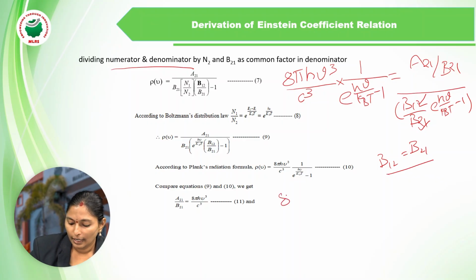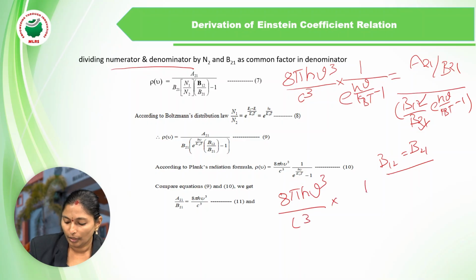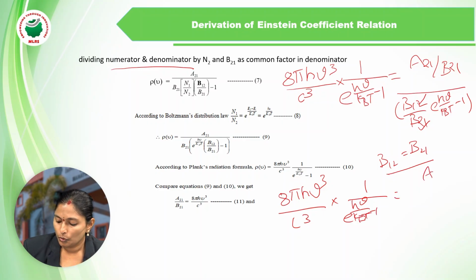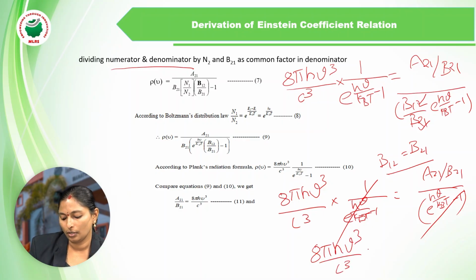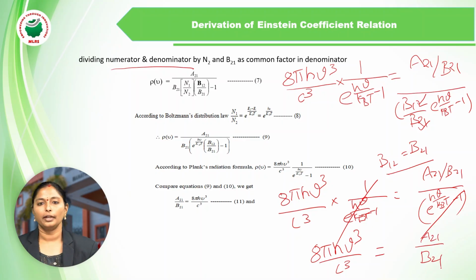Then, what is the equation? 8 pi h nu cube by c cube into 1 by e power h nu by kBT minus 1 is equal to A21 by B21 into 1 by e power h nu by kBT minus 1. Here B12 by B21 means 1 only. Okay, this one is cancelled. Now, what is the final equation? 8 pi h nu cube by c cube is equal to A21 by B21.